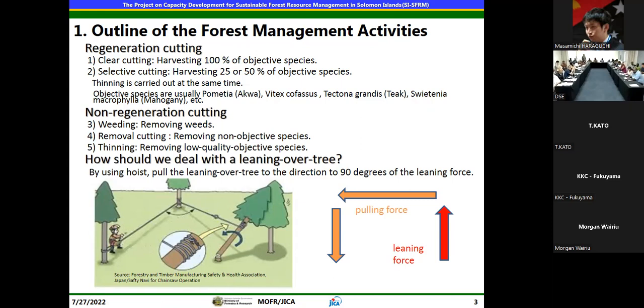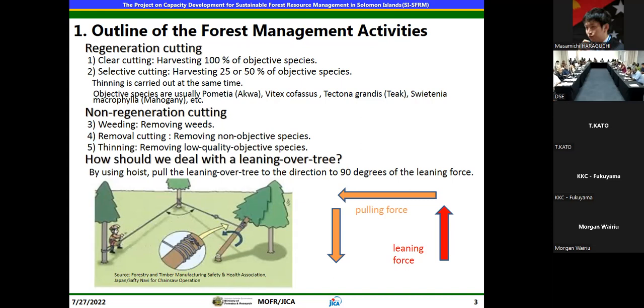Cutting, removing non-objective trees. For example, when you have a forest, that's what's happening in the community. Trees that are non-productive, meaning they cannot be utilized in the future, have to be trimmed, and only those required are left to grow. Thinning, removing low quality objective trees. Trees that cannot grow fast or are suppressed by certain factors are removed.